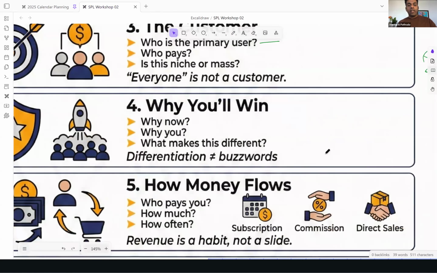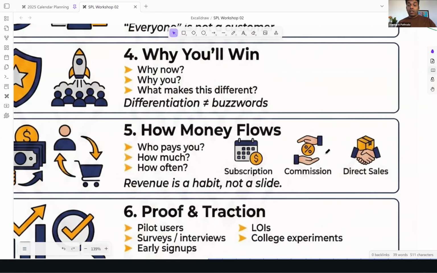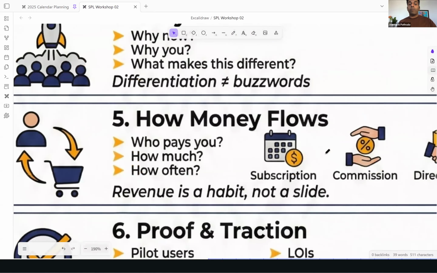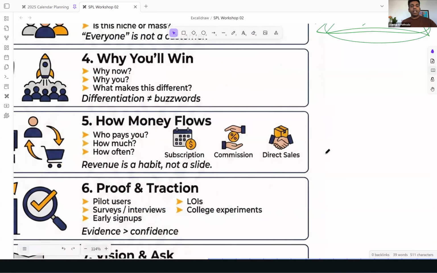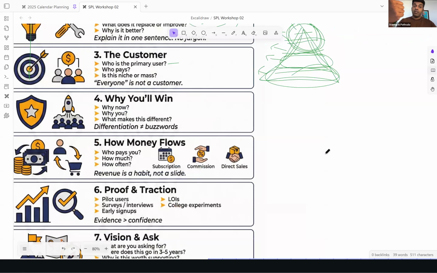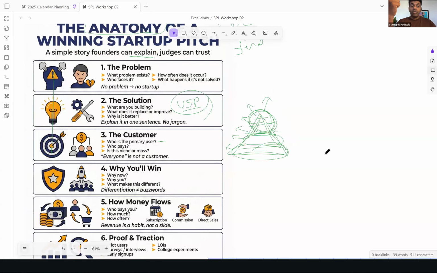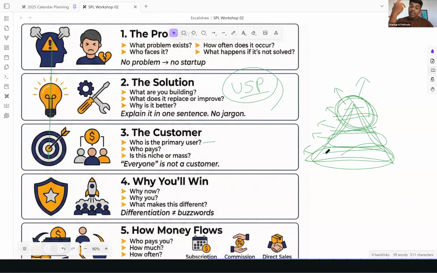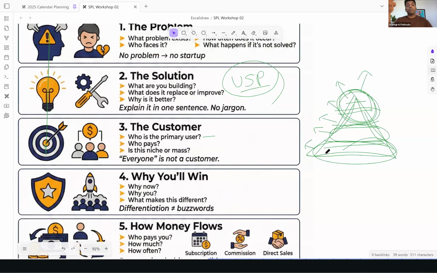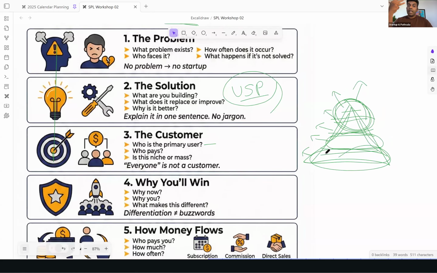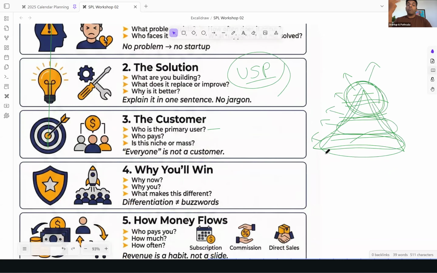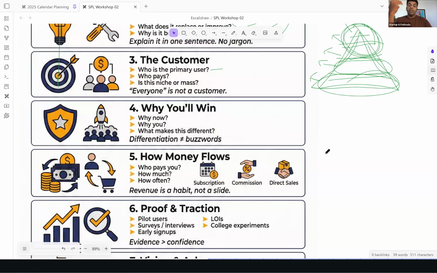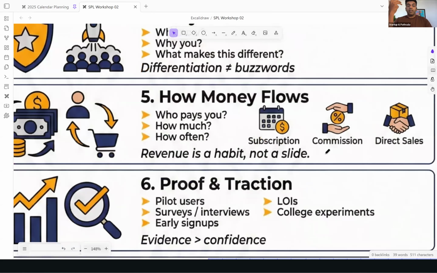So now we'll quickly look at the last workshop's topic, which was how the money flows, nothing but the business model. What have we built up so far? We said, this is the problem, this is the solution, this is the customer, and this is how my startup is best positioned to solve it. And how am I going to make this sustainable? That is the money part, right?